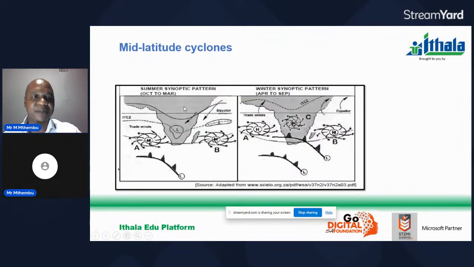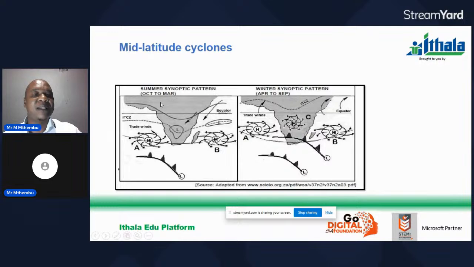Let us move on, looking at their area of development according to the weather. So here, I have put a map, which is a synoptic weather map. One shows a summer condition, the other a winter condition. So let's start off by looking at the summer synoptic weather map pattern.